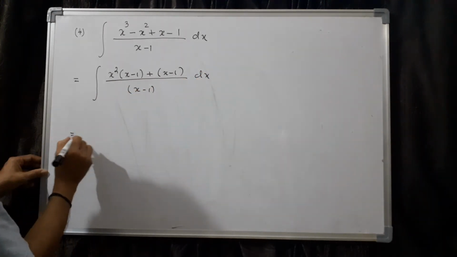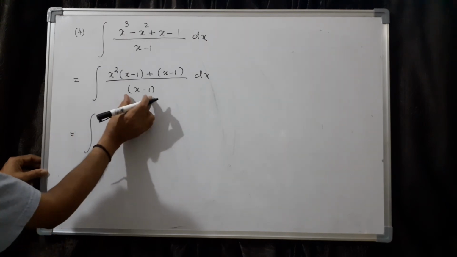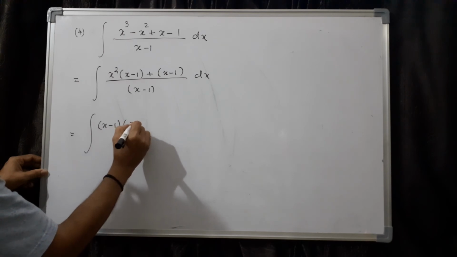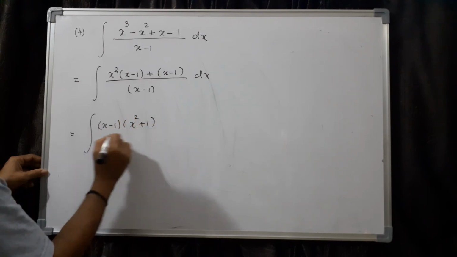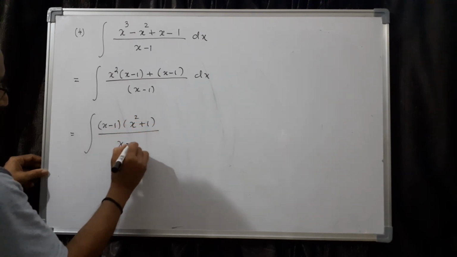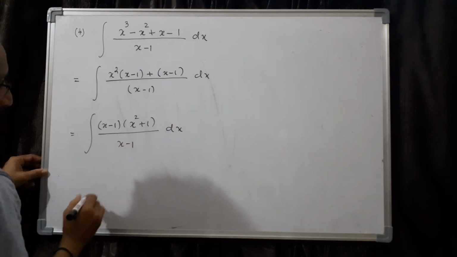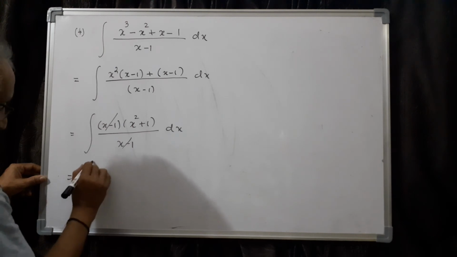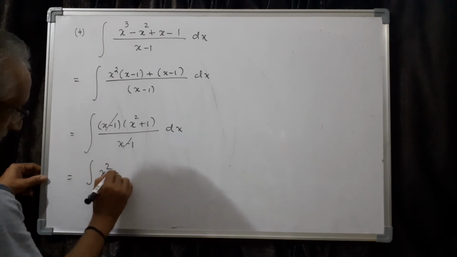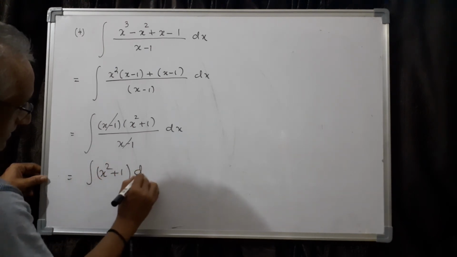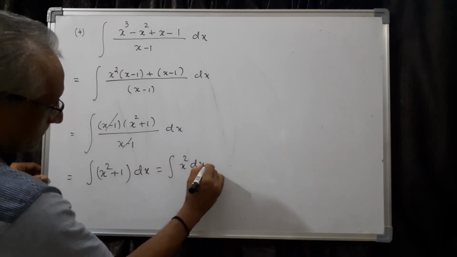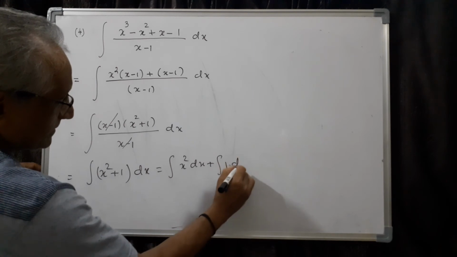See, here what happens is, you can take x minus 1 common in the numerator, so then it becomes (x square plus 1) into (x minus 1) divided by (x minus 1) dx. So this is nothing but x minus 1 and x minus 1 you can cancel. Integration of x square plus 1 dx. Of course, this we can write x square dx plus 1 dx.